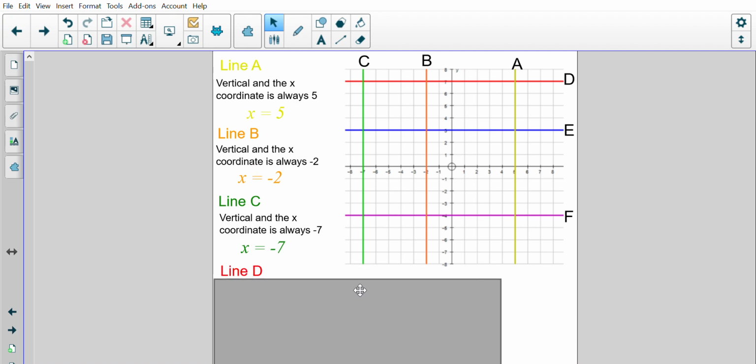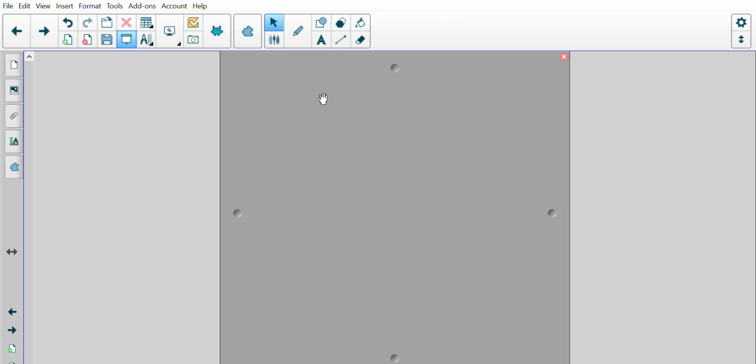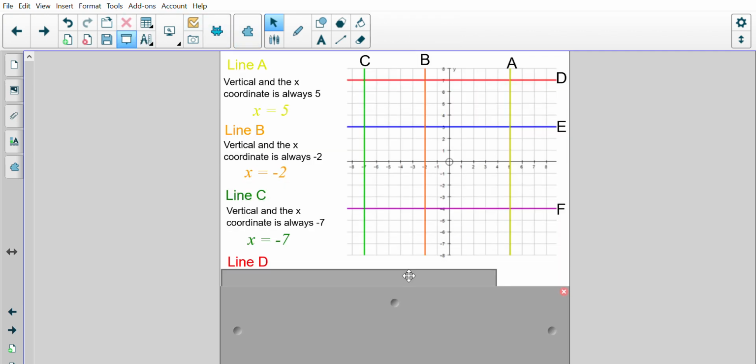Let's have a look at line D. Is it horizontal or is it vertical? Line D, think about that. It's horizontal. In fact, I'm just going to put a new screen on here so I can get rid of this box. So line D is horizontal. The y coordinate is always 7 because it goes through 7 on the y-axis, so y equals 7.